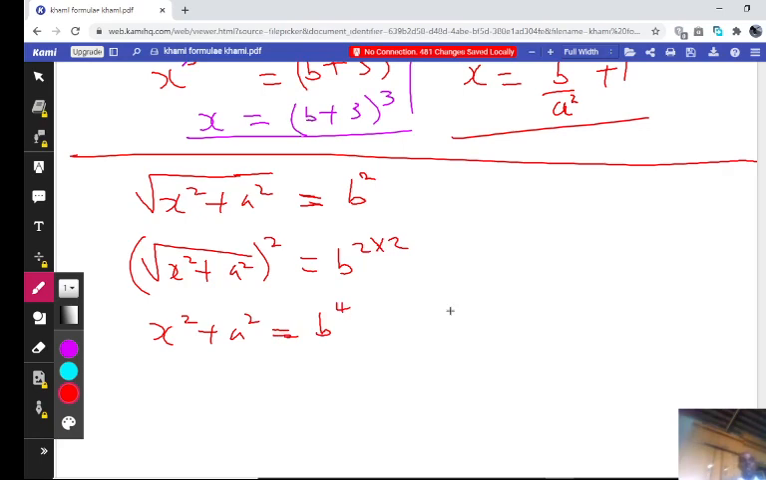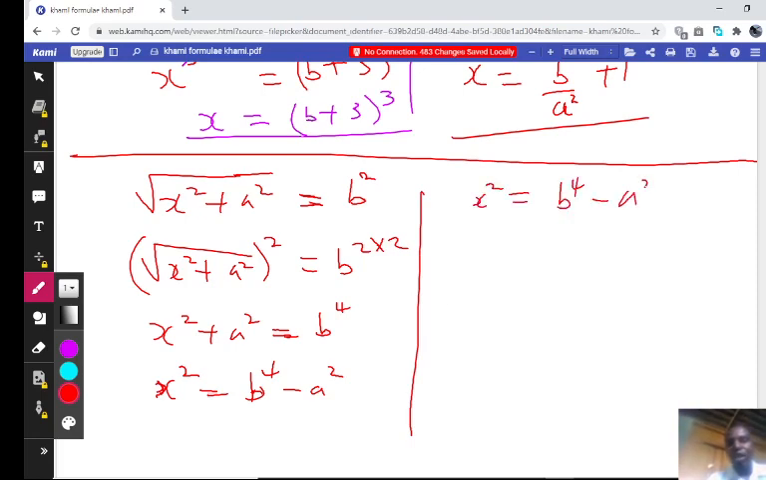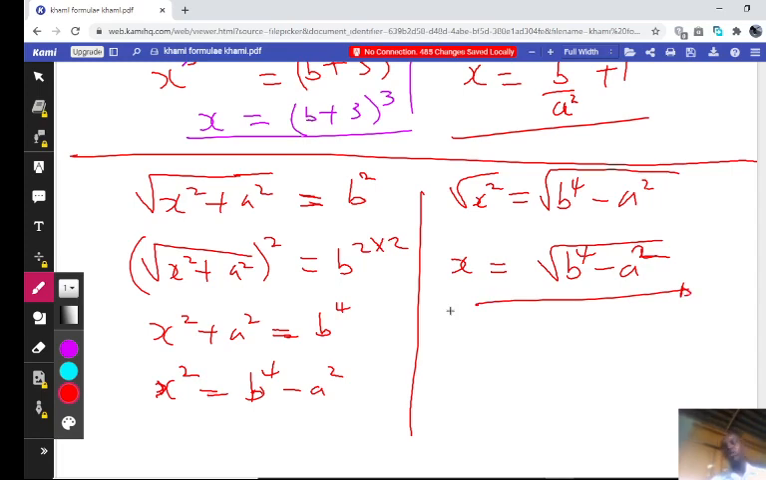Then now you get rid of a squared. Move it to the right side where there is b. x to the power 2 is equal to b to the power 4 minus a squared. Now we have to get rid of the power 2, the power with x, because you want x to be on its own without any power. So you say x squared is equal to b to the power 4 minus a squared. Now to get rid of the square, what do you do? You put the square root on both sides, to get rid of the power 2. Then x here is equal to the root of b to the power 4 minus a squared, like this.